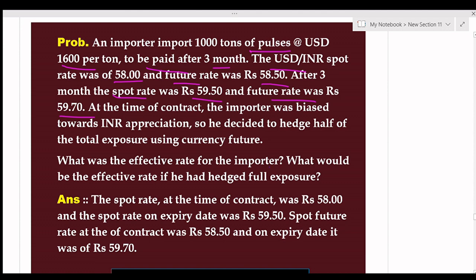At the time of contract, the importer was biased towards INR appreciation, so he decided to hedge half of the total exposure using currency future. What was the effective rate for the importer? What would be the effective rate if he had hedged full exposure? So one is 50% will be hedged and the other option is total hedge, full exposure hedged.